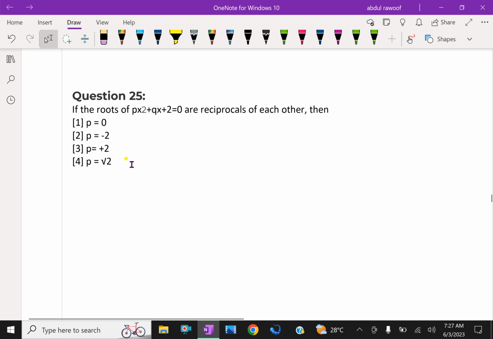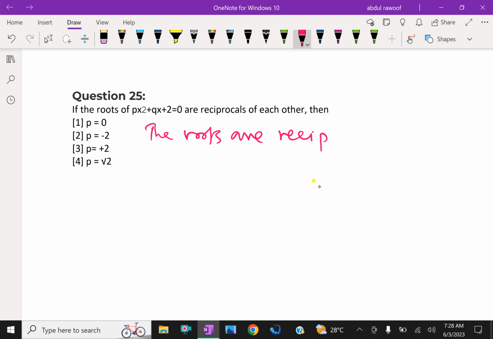25. If the roots of px square plus qx plus 2 equals 0 are reciprocal of each other, then the product of the roots is 1. If the roots are reciprocal to each other, it means alpha and 1 by alpha.